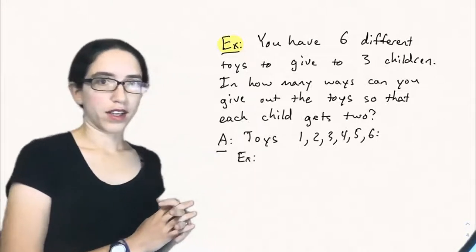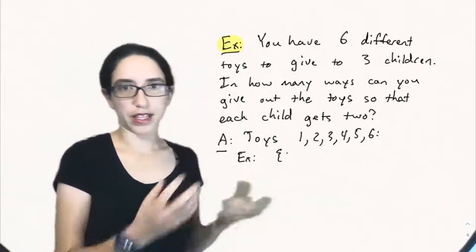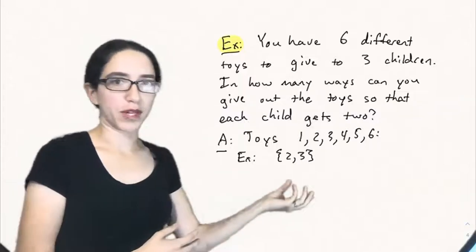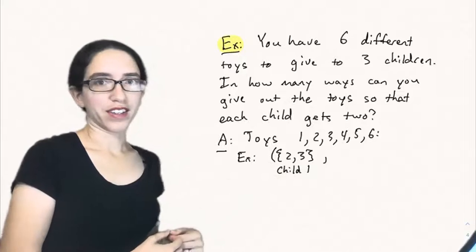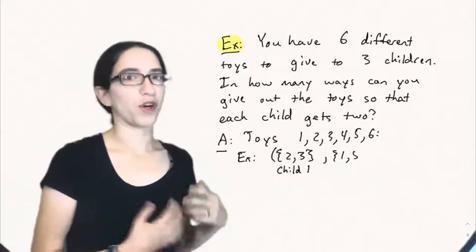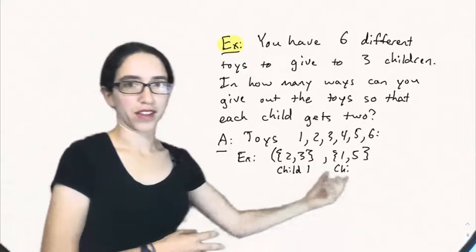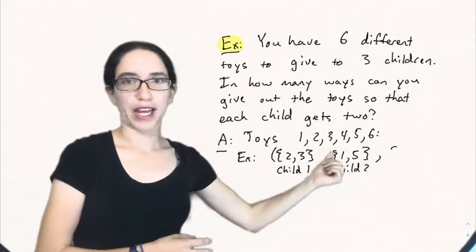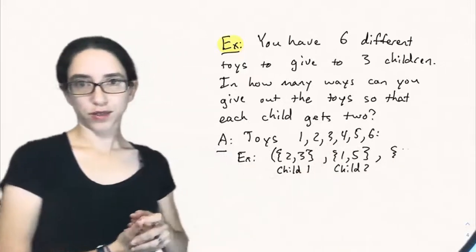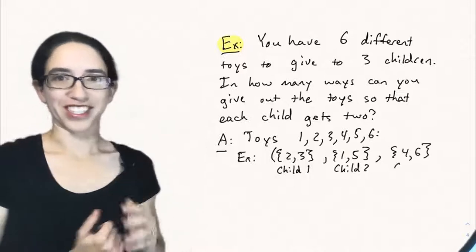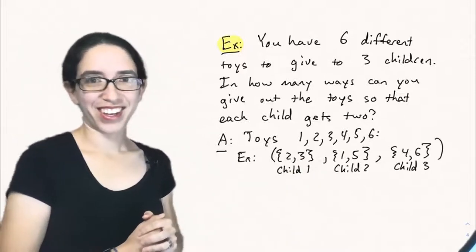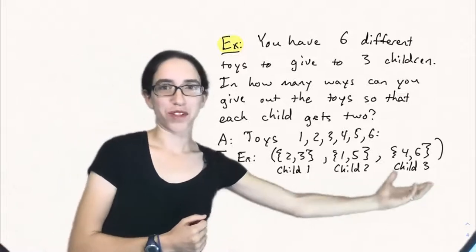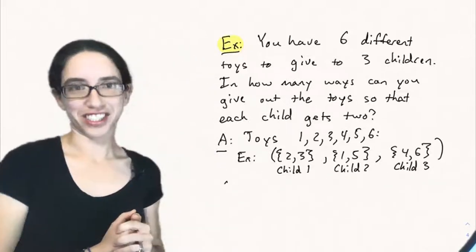As an example of a way of giving these out to the children, maybe we give the first child toys 2 and 3, and we give the second child toys 1 and 5, and we give the third child the remaining toys, toy 4 and toy 6, excuse me. We already gave toy 3 to child 1. So that's an example of a way of distributing these toys to the 3 children.